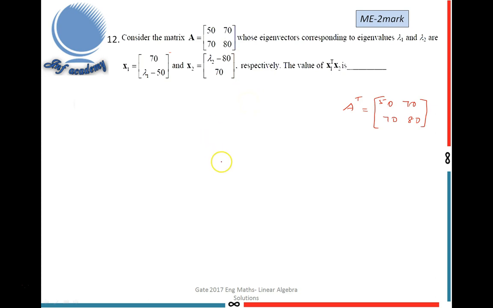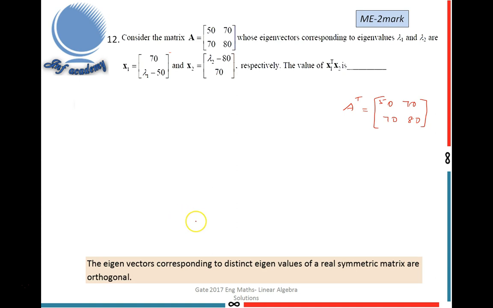Here I explain one property of eigenvectors: the eigenvectors corresponding to distinct eigenvalues of a real symmetric matrix are orthogonal. The given matrix is a real symmetric matrix and it has distinct eigenvalues lambda 1, lambda 2. So by using that property, the eigenvectors are orthogonal. What is the definition of orthogonal? Two vectors are said to be orthogonal if x transpose x, or x into x transpose, equals 0. This is the definition of orthogonal.